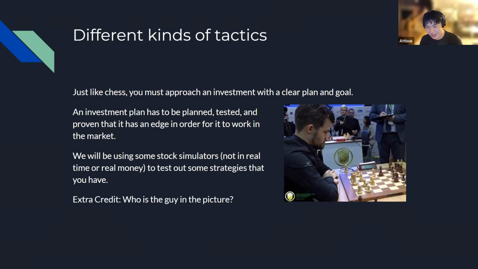Extra credit. Who is the guy in the picture? Magnus Carlsen. Good job. See, if you want to be as good at chess as him, you have to have a plan. He switches plans often. There used to be stories circulating about him cheating. That used to be the plan, just like Tim's buying options isn't technically cheating, but it's a plan.